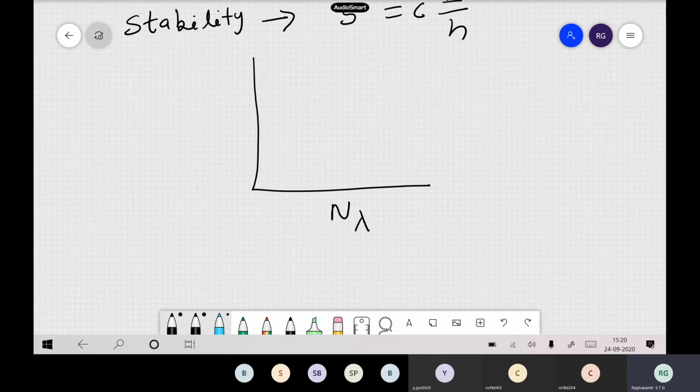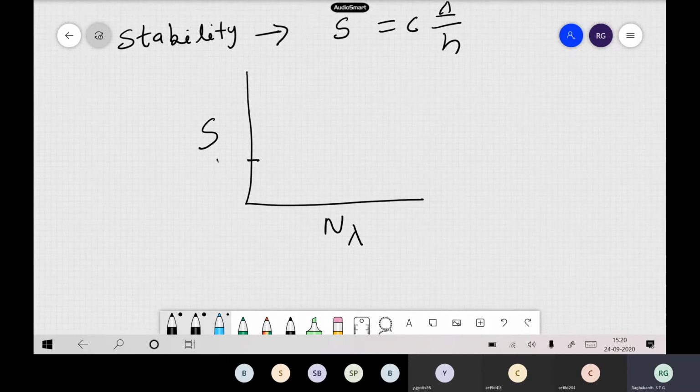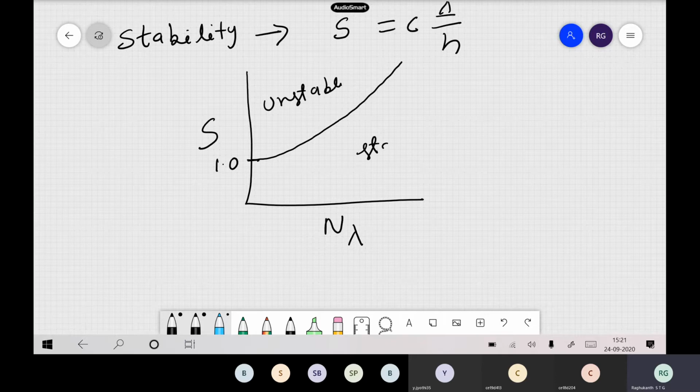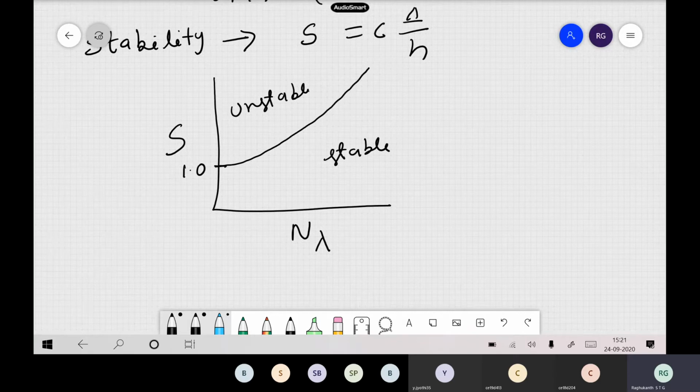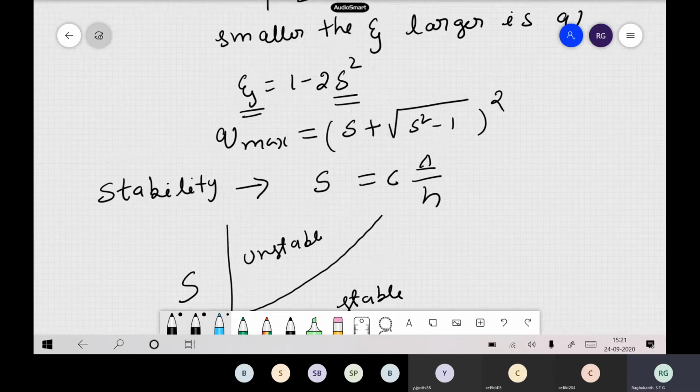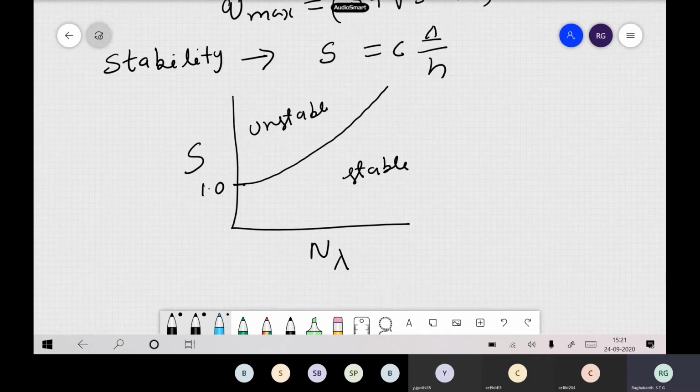lambda, that is how many sample points you have taken, and you can plot this. You can draw a graph like this, and it varies with this. The schemes which are above are basically unstable, and then you have the stable schemes also. So based on your n lambda, your s varies, and with s your psi varies, and if psi is from -1 to 1 only, it is stable. Otherwise it is an unstable algorithm.